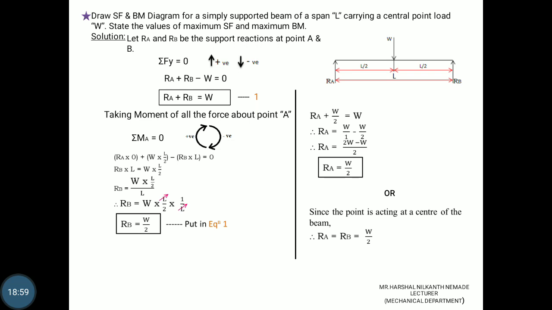I will put that in equation 1. RA plus W divided by 2 is equal to W. Therefore RA is equal to W upon 1 minus W upon 2, so RA is equal to 2W minus W divided by 2, so RA is equal to W divided by 2. Or, since the point load is acting at the center of the beam, RA is equal to RB is equal to W divided by 2. Easily you can write this; you don't need to calculate RB and RA.